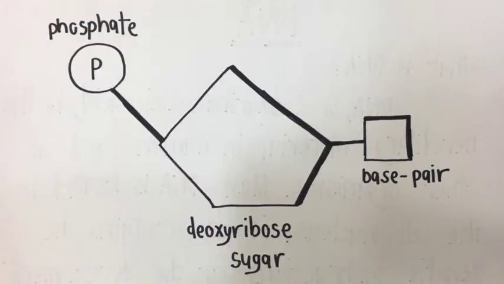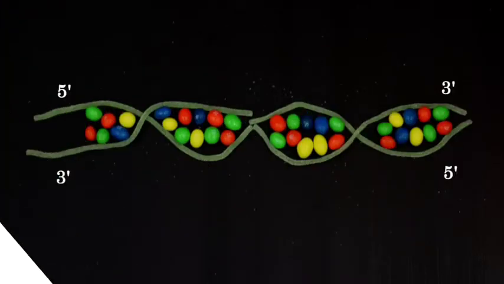When we look at the structure of DNA, the phosphate group and DNA base pair connect with the deoxyribose sugar in this structure. How DNA replication works.